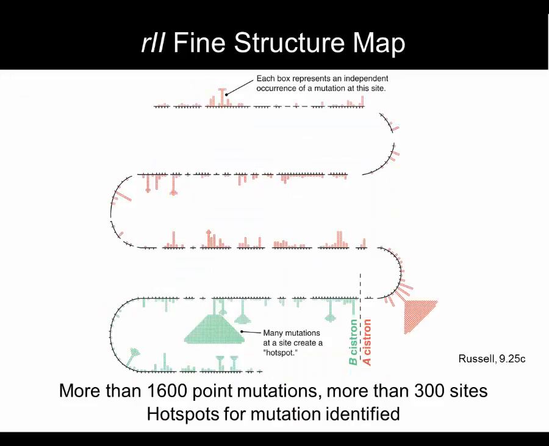This is a fine structure map he made of the R2 genes. Each box represents a different one of the over 1,600 point mutations he isolated. There are two important things to notice. First, all the R2A mutations are in one linear stretch of DNA, followed by the R2B mutations in another linear stretch. This is strong evidence that a gene is a linear series of bases along the chromosome.